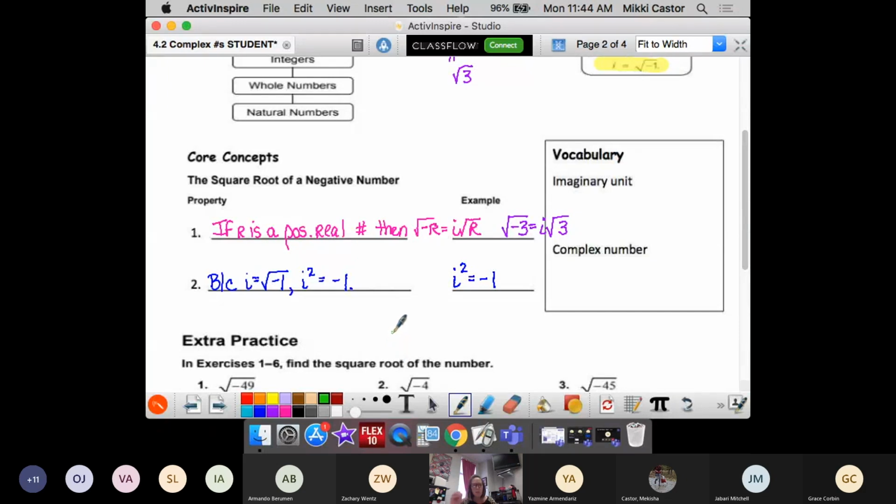So again, one basic concept, but we're going to extend it to two pieces: the fact that i is equal to the square root of -1, so then i squared is equal to -1. You need to know this one and this one that I have highlighted up here.